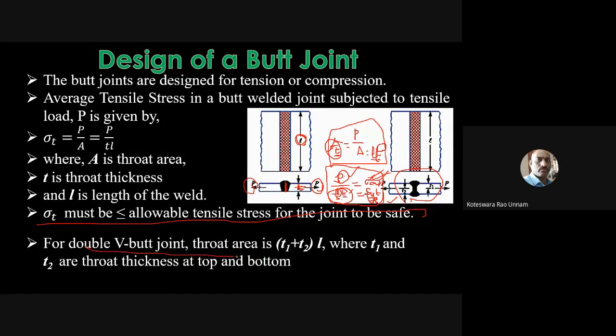So for a double V butt joint, you have to take the throat area as T1 plus T2 into L. That is the only thing here. Sometimes, in most of the cases, this T1 is also equal to T2. In that case it will become only 2t. So T1 plus T2 is nothing but 2t. So you can solve the problem.